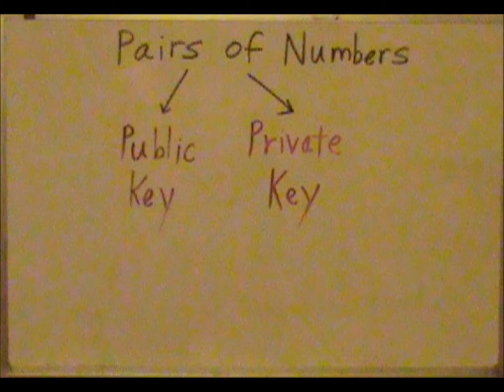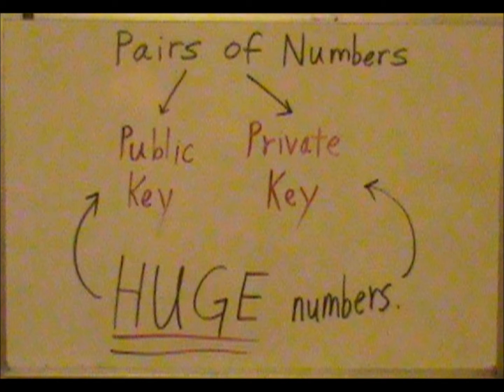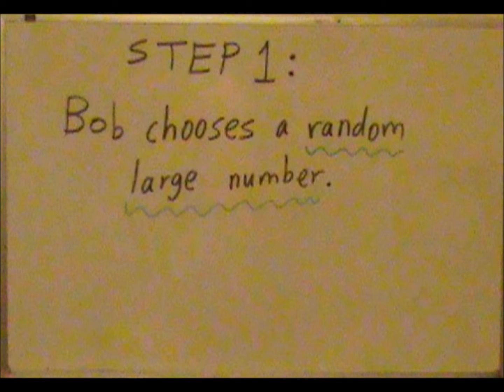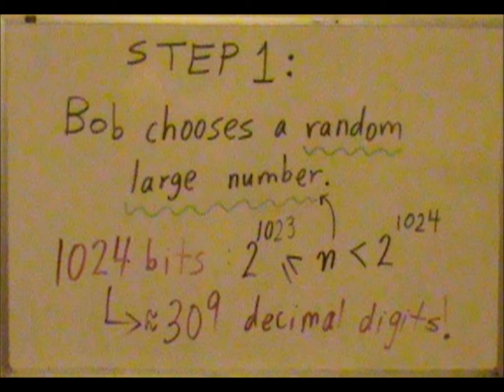Each of these keys consists of a pair of numbers, and pretty large ones at that. In fact, the strength of RSA lies in their enormous size. Let's see how these numbers are generated. First, Bob selects a random large number. How large? Nowadays, 1024-bit keys are the general standard for security, though this will change as time goes on. A number has 1024 bits if it has 1024 digits in binary. This would correspond to about 309 decimal digits.